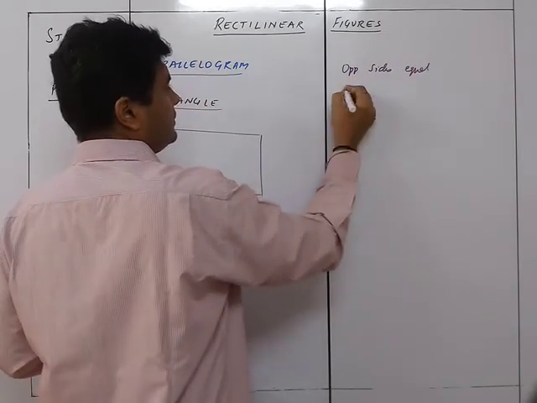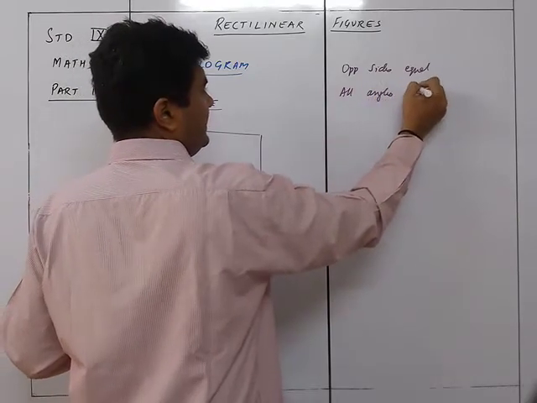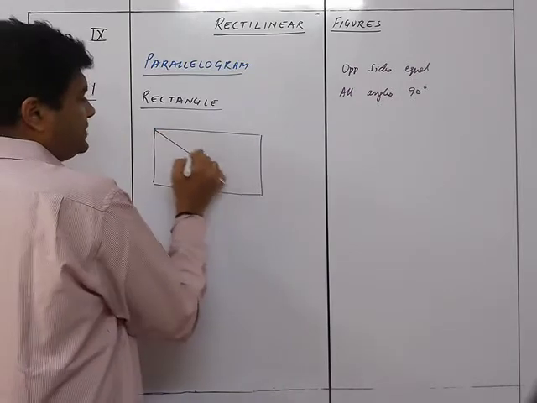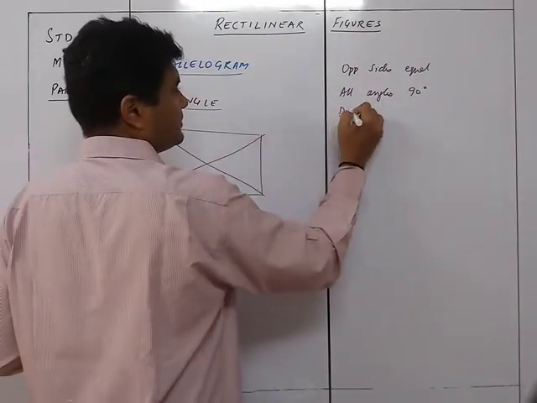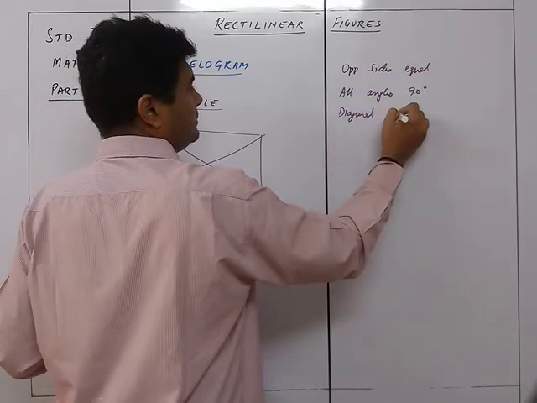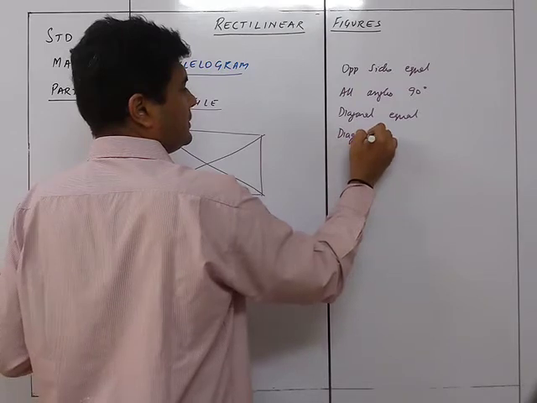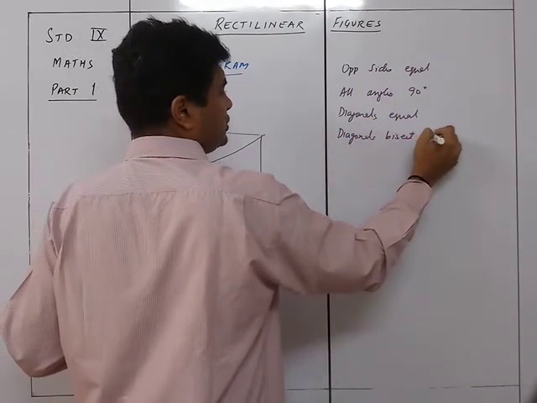All angles 90 degree. Okay, then the diagonals over here are equal. So diagonals equal. Diagonals bisect each other.